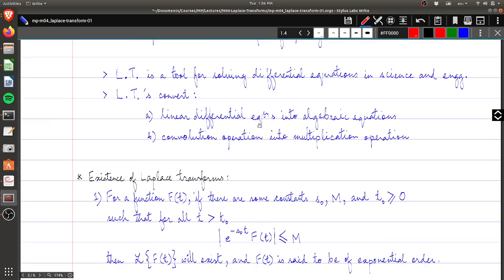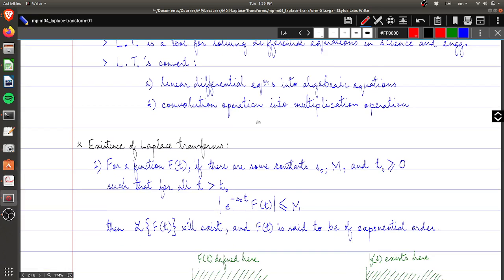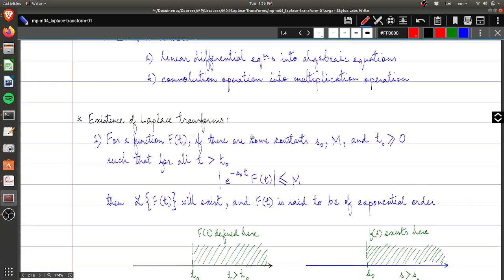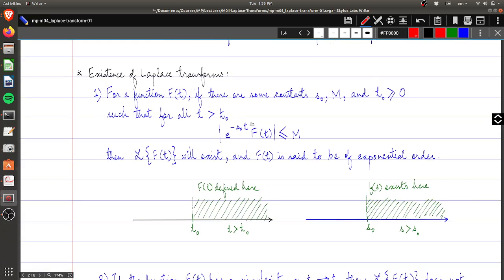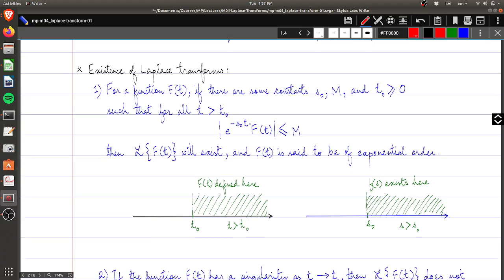Now before we proceed with the Laplace transform, first a basic question: how do you know whether Laplace transforms exist or not? What are the conditions for the existence of Laplace transforms?